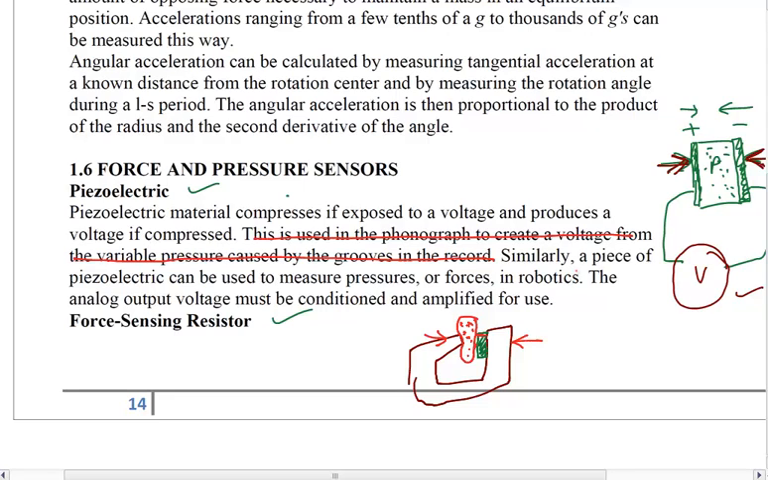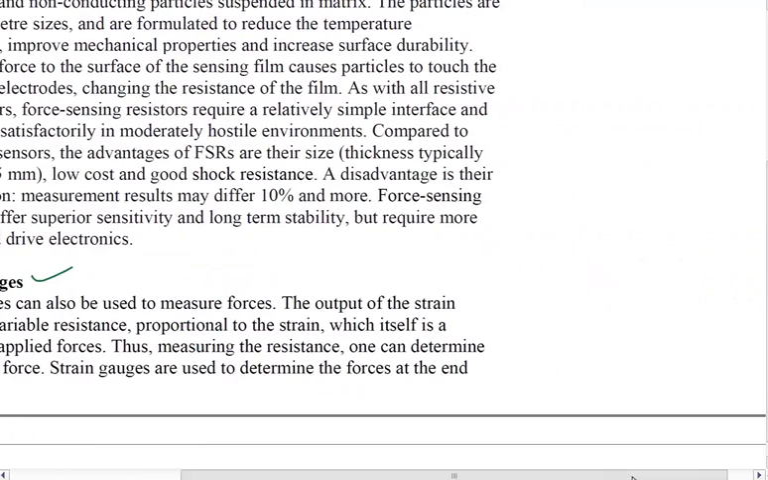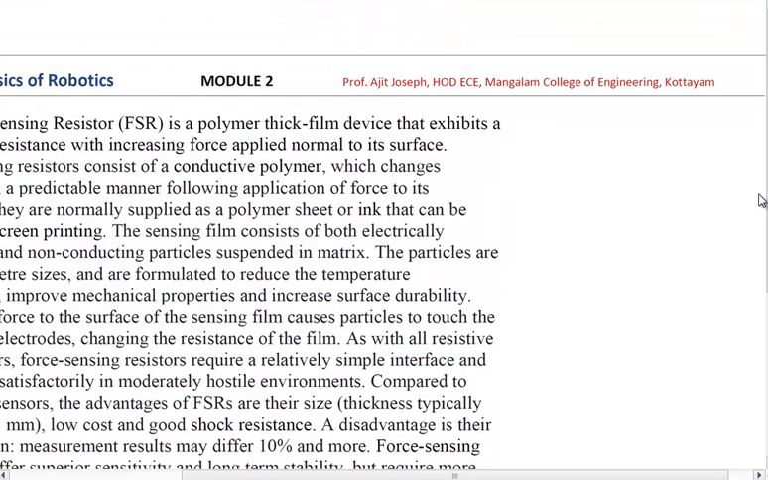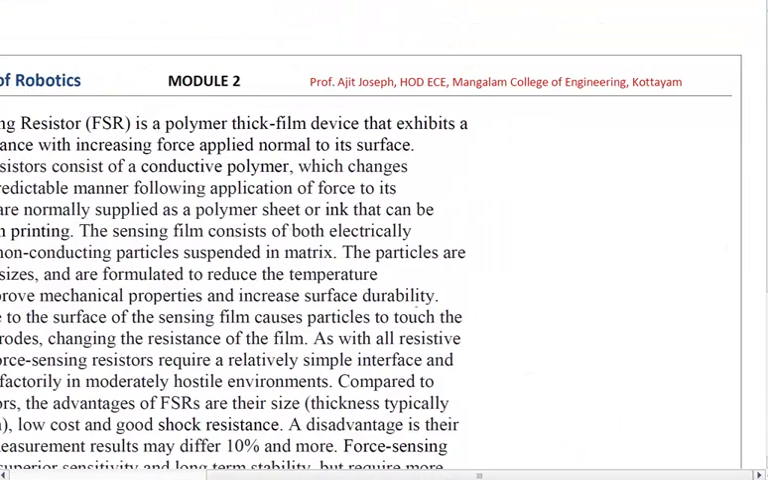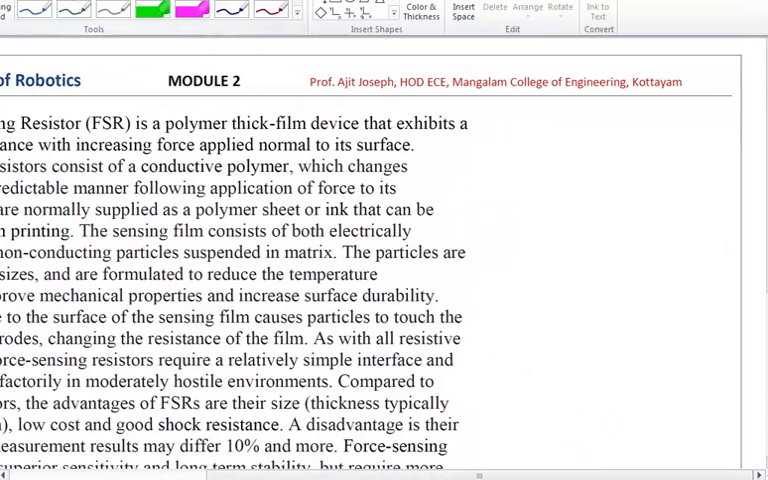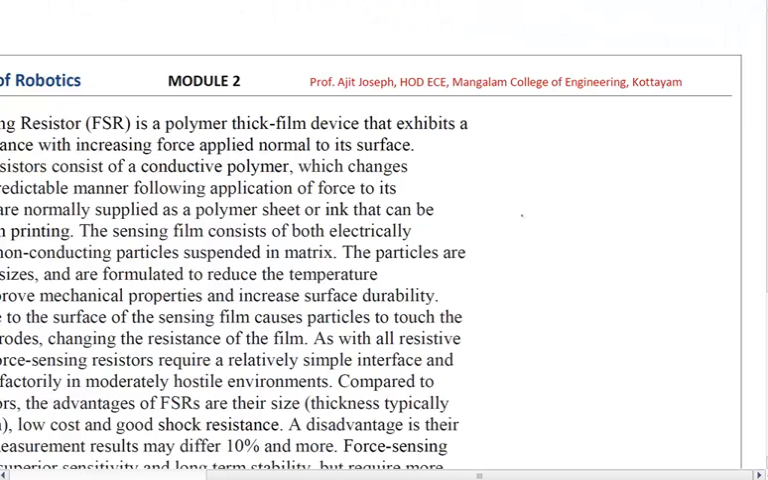The other is a force sensing resistor. Now this is something very interesting. Let me go to the other slide and explain it with a diagram. What is a force sensing resistor? Suppose there is an electrode which is something like this. This is the physical shape of the electrode.